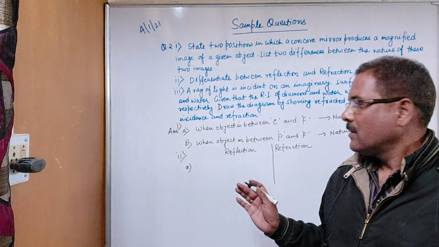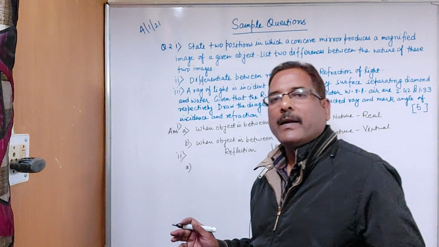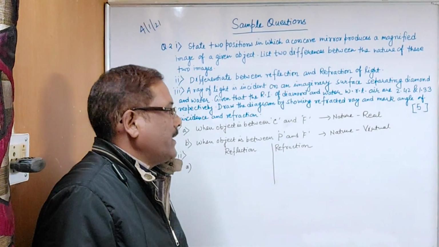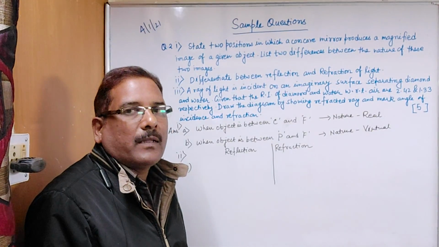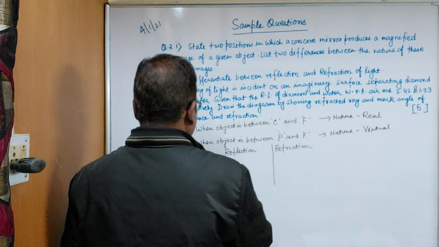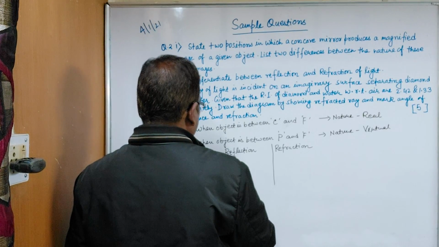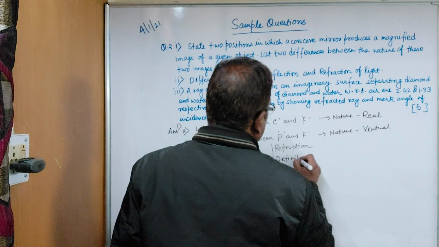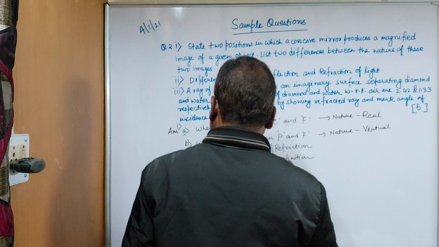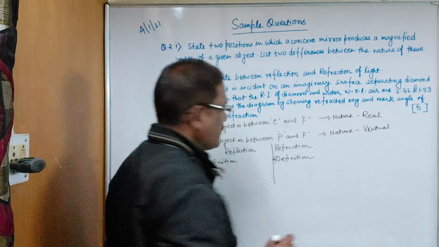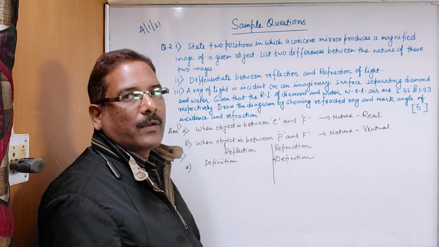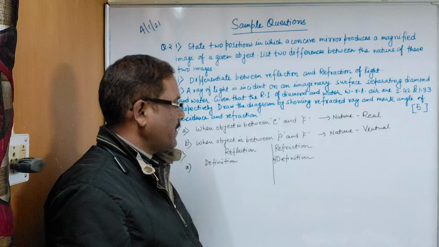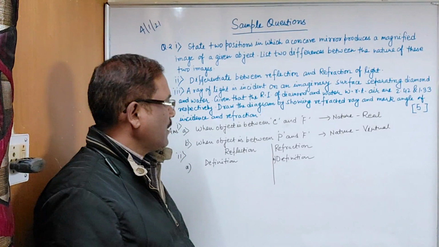And for refraction, you can write when a ray of light passes from one transparent medium to another transparent medium, it deviates from its path, and this phenomenon is known as refraction of light. So I am not going to write their definitions. I think you all know. So in the first part you will write their definitions. Reflection is the bouncing back of light after striking a plain polished surface such as a mirror. And similarly you can write for refraction.